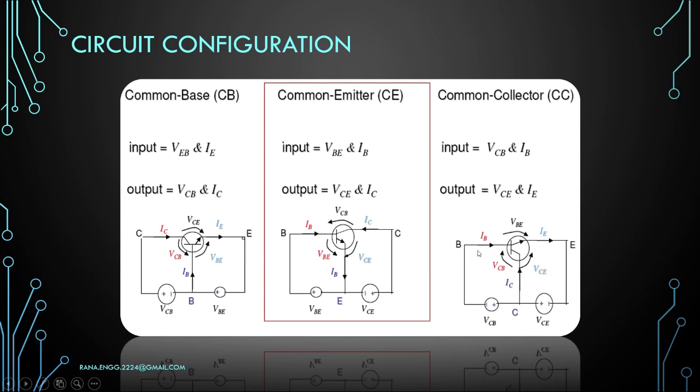Again, base is the input. For these two, base is the input. So IB is the input current, here also IB is the input current. So you have to remember these three combination diagrams.